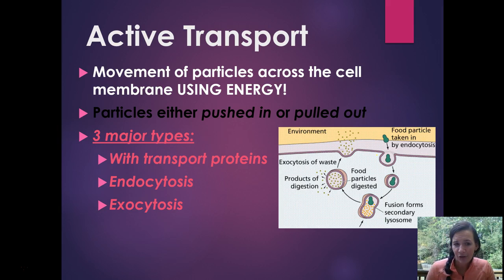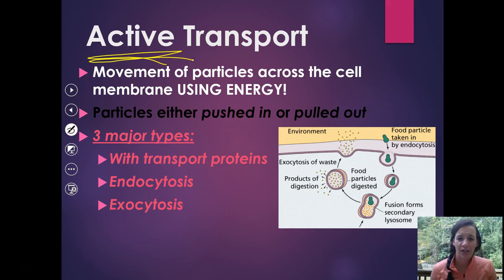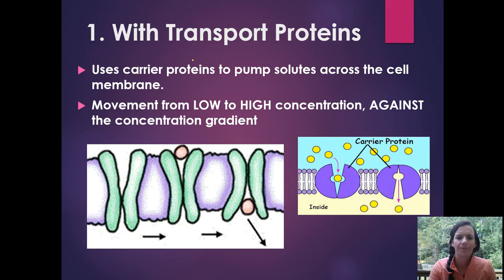Now on to active transport. Like we said, active is using energy. This is once again still moving across the cell membrane, but this time we're going against the concentration gradient. And there are three types: we use transport proteins, we have endocytosis, and exocytosis.